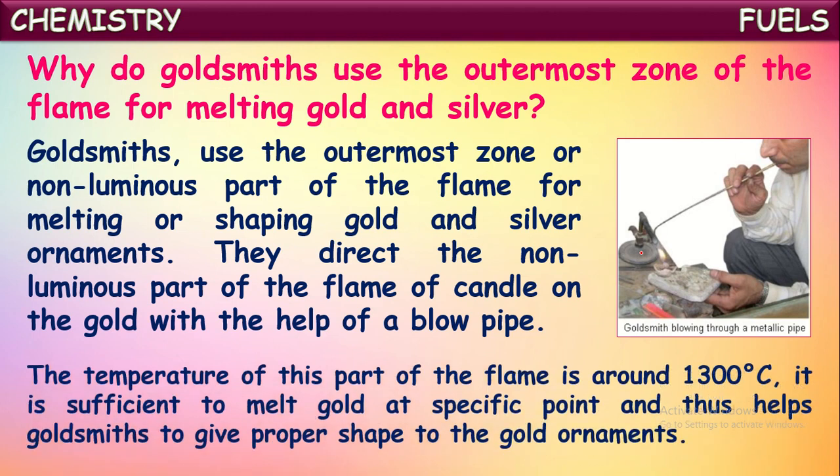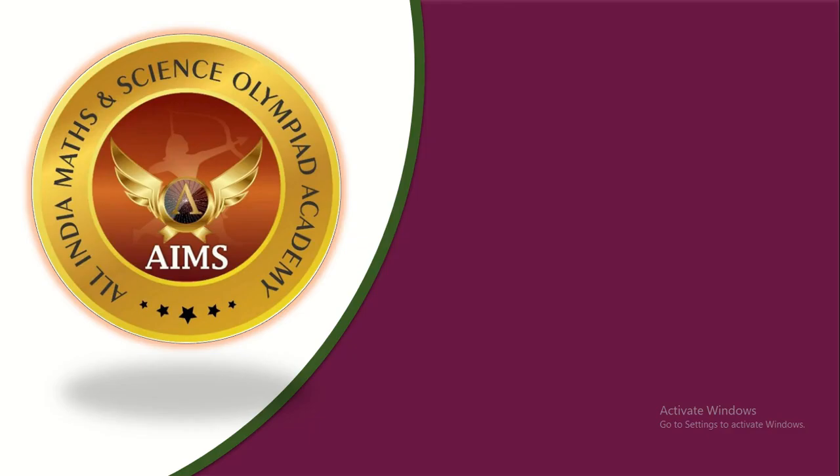The temperature of this outermost part of the flame will be around 1300 degrees Celsius. It is sufficient to melt the gold or silver at the specific point, and thus this helps the goldsmiths to give proper shape to the gold ornament. In this way they design the gold ornament into different or desirable shapes. That is why they use this outermost zone of the flame with blowpipes to melt or bend them into different shapes. Okay, that's about flame.